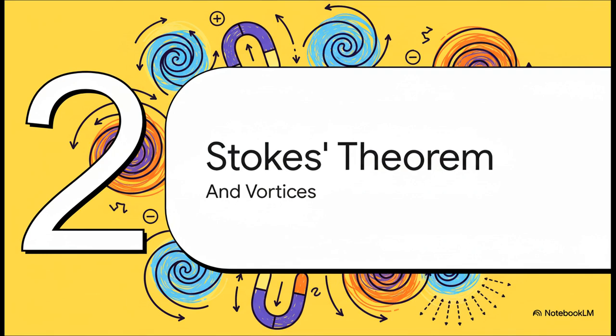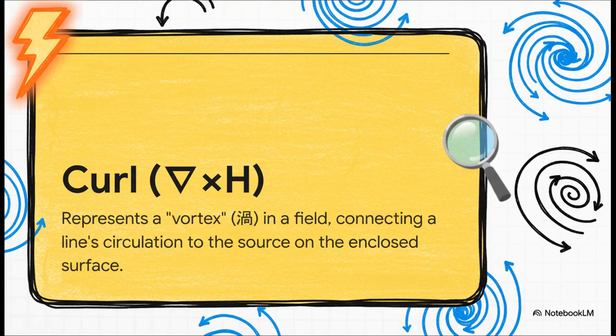Now, let's switch gears and turn our attention to magnetism. It needs a different kind of bridge and a totally different kind of source. So if divergence is all about outflow, then for magnetic fields, the key idea is something called curl.